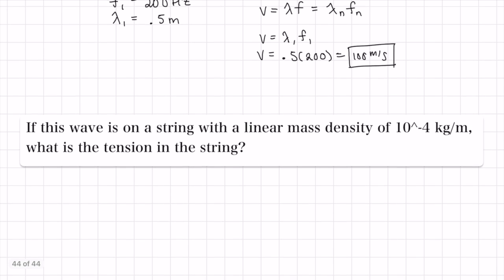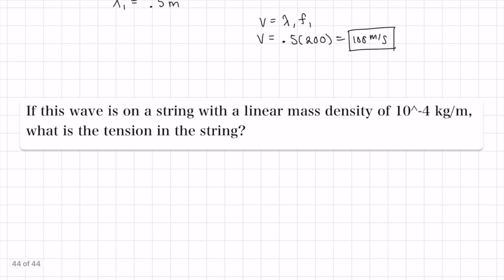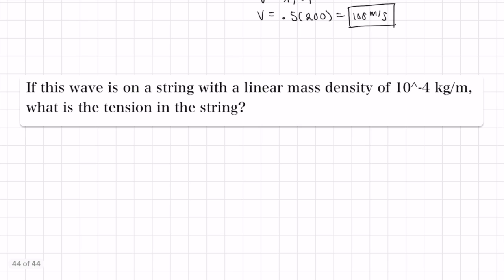If this wave is on a string with a linear mass density of 10 to the minus 4 kilograms per meter, so that's just mu. I don't have a mu key or way to write it nicely in this thing, but linear mass density is another term for mu. What is the tension in the string? So now we have the v from the previous part. We have mu as that 10 to the minus 4.